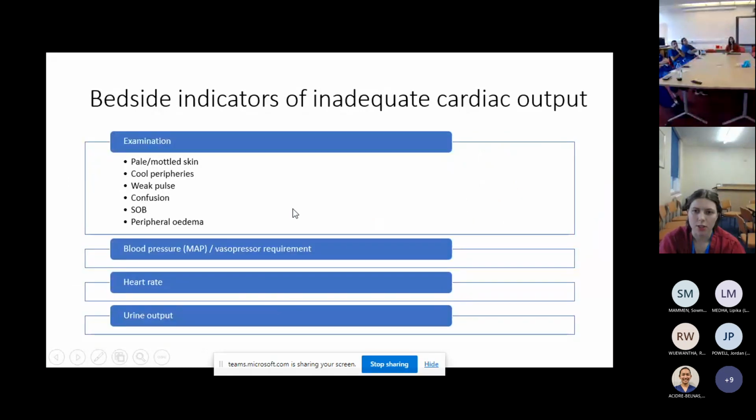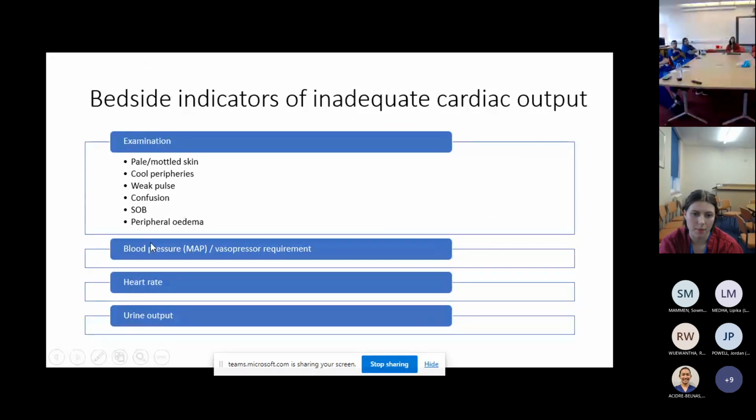So I thought I'd just touch on the bedside indicators of a reduced cardiac output. All of the consultants, I'm sure, will tell us that looking at the patient is the first thing that we should do. So in terms of our examination, the patient might have pale mottled skin, cool peripheries, a weak pulse, they might be confused. If they have some cardiac congestion, reduced cardiac contractility, they might have some fluid overload, shortness of breath, peripheral edema.